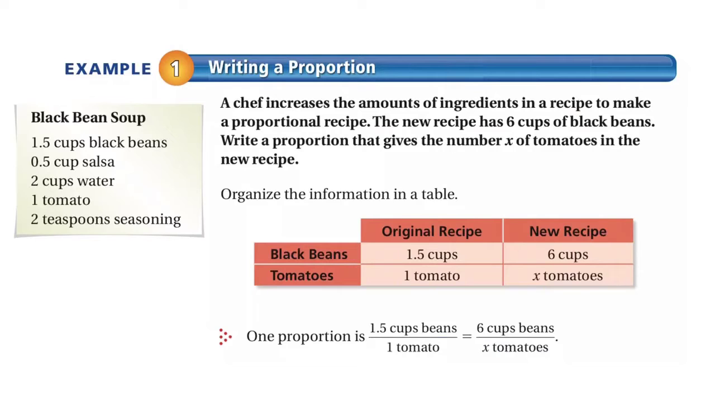1.5 cups per 1 tomato equals 6 cups per X tomatoes. We could have gone with rows, but it's so nice and easy to do this just in the columns. So you have cups per tomato, cups per tomato.